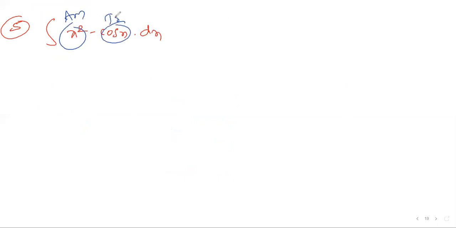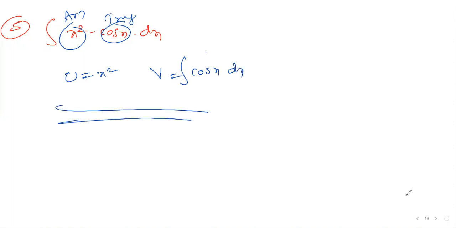Now take the next question, the question number fifth one: integration of x square cos x dx. So make it fast. This is algebraic, this is trigonometry, which will be faster. Algebraic. So you can take u is equal to x square, then v is equal to integration of cos x dx. Am I clear? Yes, sir. We'll continue this.